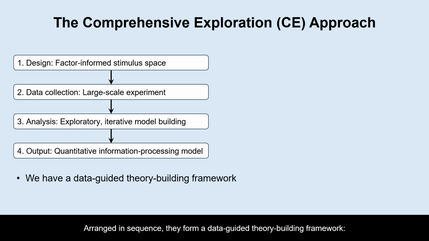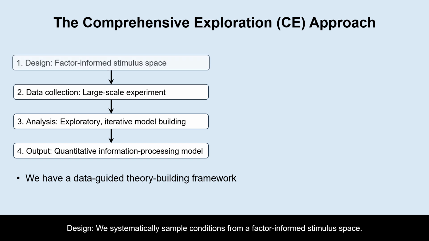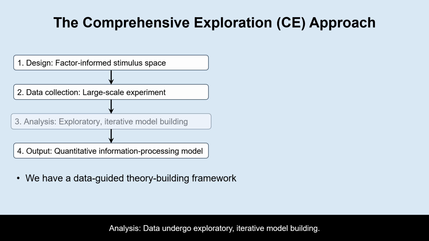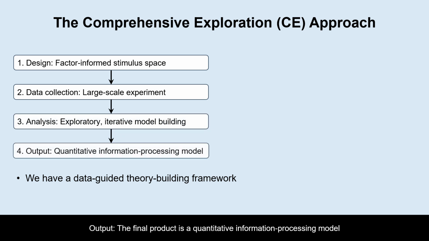Arranged in sequence, they form a data-guided theory-building framework. Design. We systematically sample conditions from a factor-informed stimulus space. Data collection. We conduct a large-scale controlled experiment. Analysis. Data undergo exploratory iterative model building. Output. The final product is a quantitative information processing model, one whose mechanistic explanations yield genuine theoretical understanding.